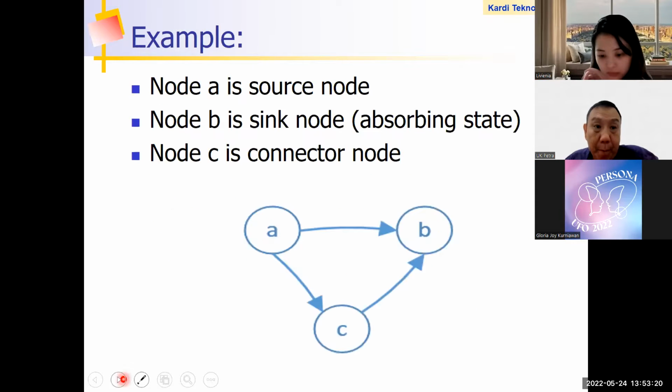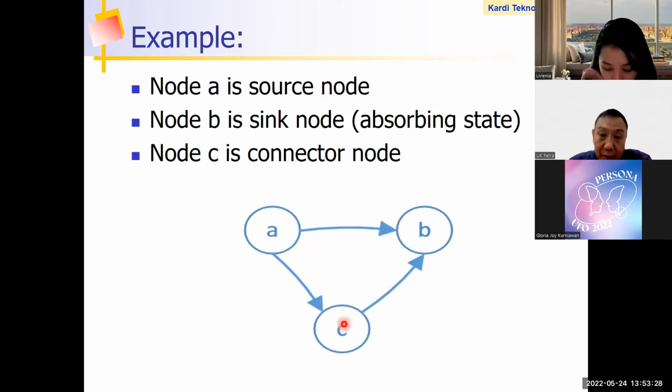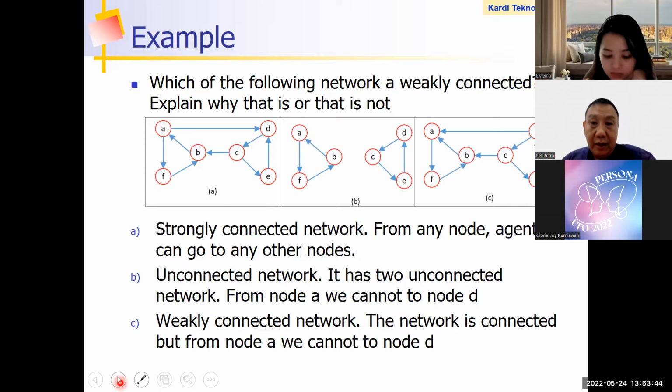Clear? Example here: A is a source node, because it only has out arrows. C is a connector node. How about B? B is a sink node. Sometimes we call it an absorbing state; a sink node is an absorbing state. This is just the naming classification of the nodes and the network.